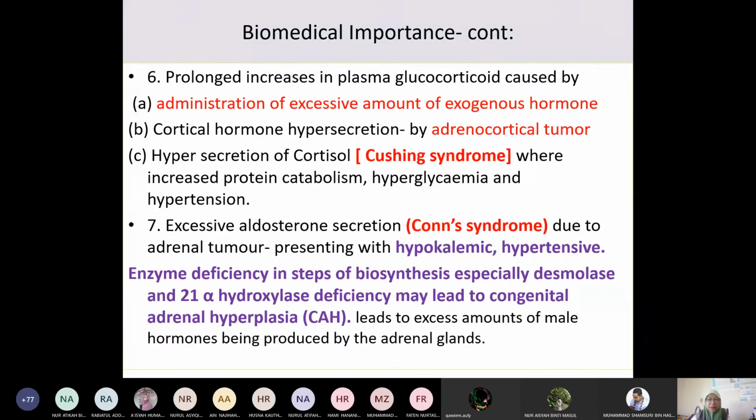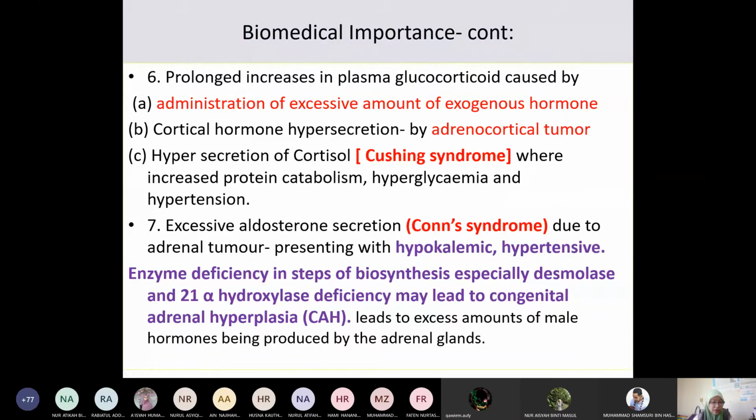And cortical hormone hypersecretion can be found in adrenal tumors and also in Cushing syndrome as well. So we have increased protein catabolism, and hyperglycemia and hypertension may result from Cushing syndrome, as you already know. And excessive aldosterone secretion is called Conn syndrome, due to an adrenal tumor. They will present with hypokalemia and hypertension as well. So I think this pathology will be explained in detail by Dr. Sanda.